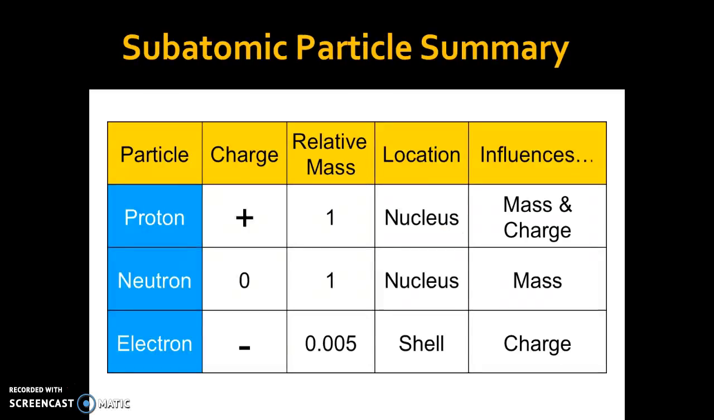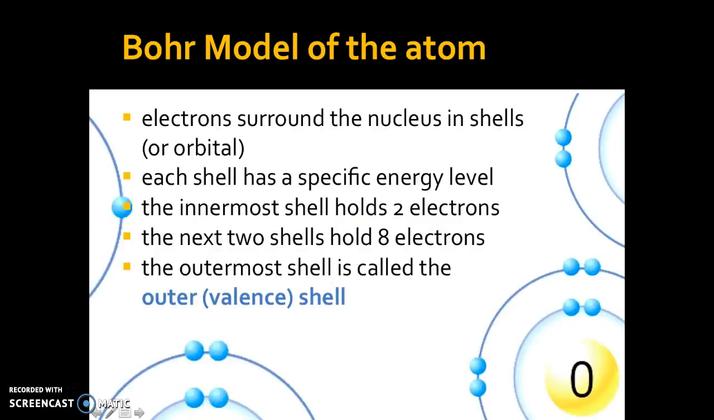So what influences each subatomic particle? The mass and the charge influence the protons. Only the mass influences the neutrons, and only the charge influences the electron. So now we're going to talk about creating a Bohr model of the atom. The electrons surround the nucleus in the shells, which we just talked about, and each shell has a specific energy level. You need to go ahead and write Bohr model.